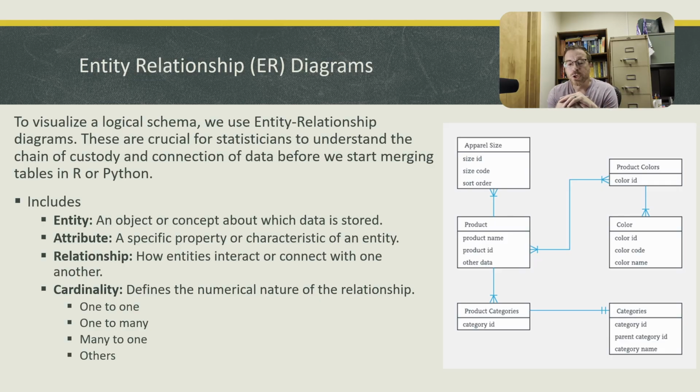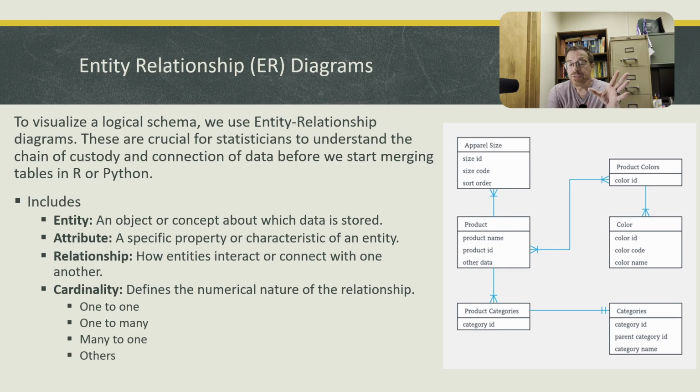Each of these will include the entity. This is an object or concept about which data is being stored. In this case on the right, we have apparel size, product categories, product color, and categories. You've got attributes. These are specific properties or characteristics of an entity. In this case, the product is our entity, and you've got these different attributes. And then the relationship: how entities interact or connect with one another.